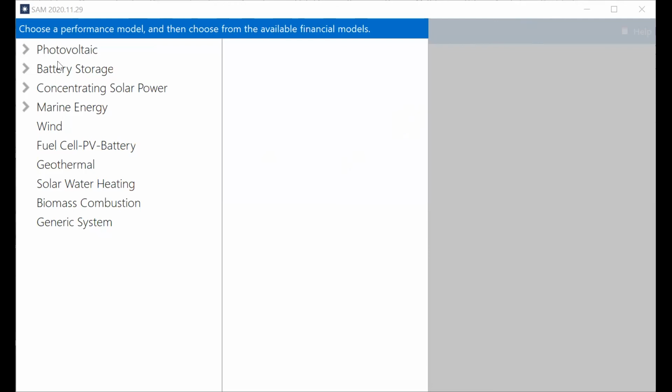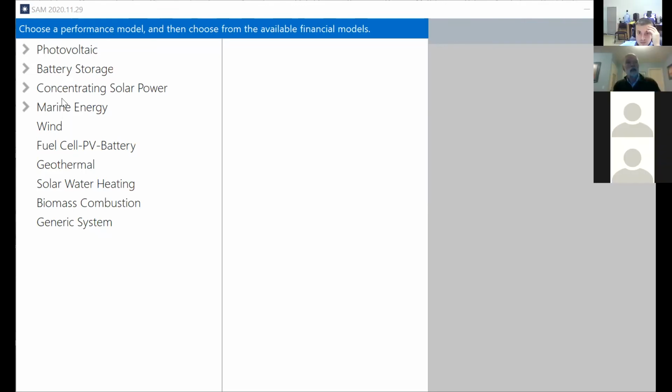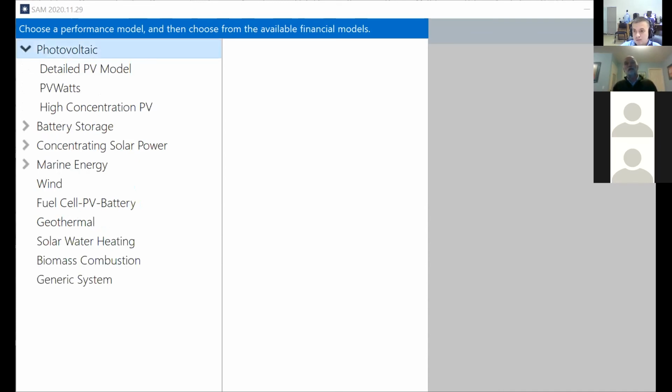You can see this is the front end of SAM, and you can see you can do photovoltaics, you can do battery storage, you can do marine energy, you can do wind. So you can analyze projects that involve all the technologies that we're going to be talking about in this course. In addition, you can do a whole lot of other things as well. And I'll just give you an example of what you can do, because we're talking about photovoltaics.